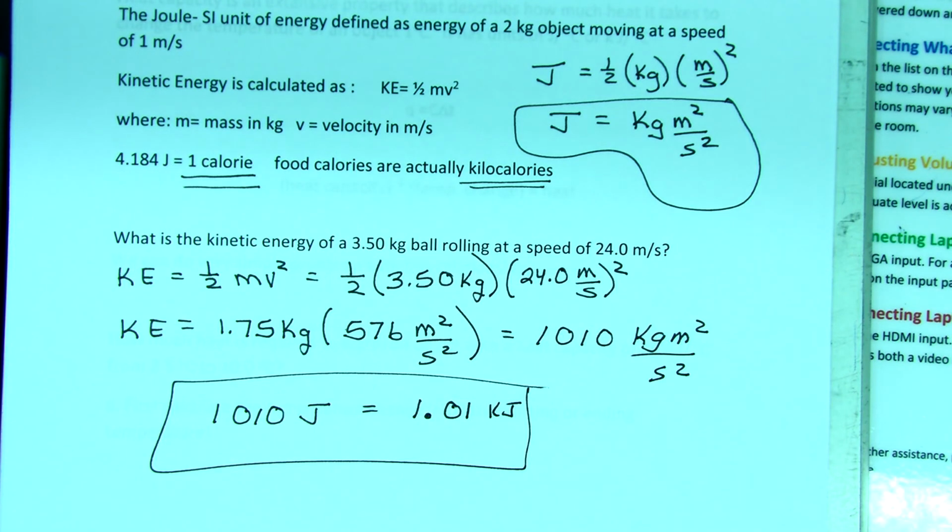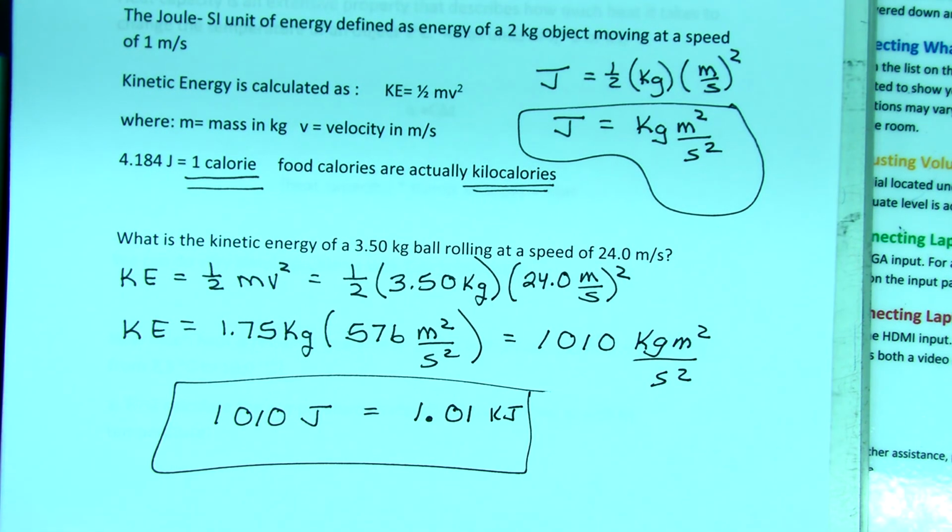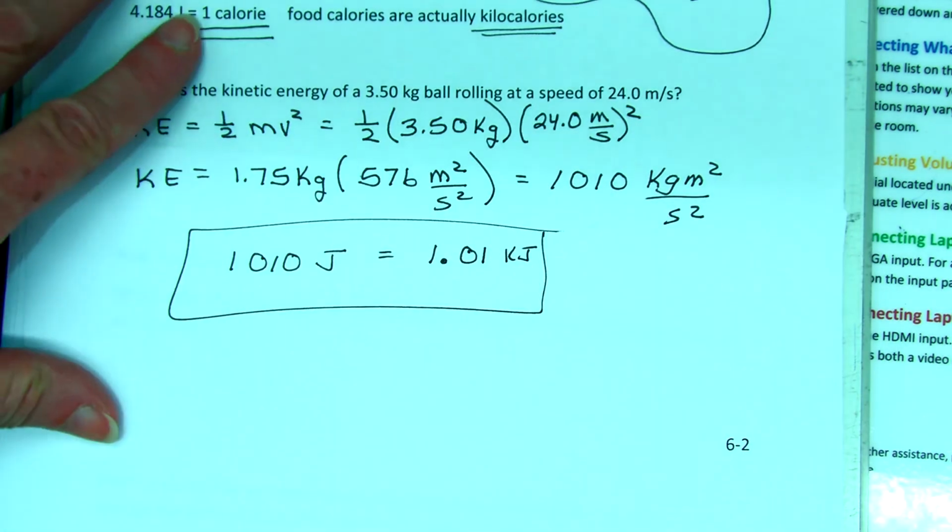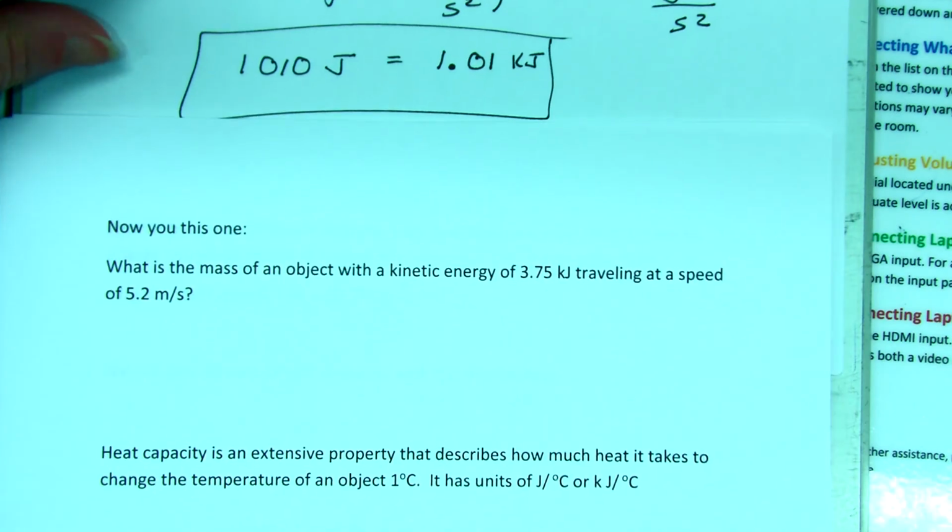So we can calculate kinetic energy just by plugging in the numbers. Because this is an algebraic equation, we can solve for any variable. We look at this and we have mass, velocity, and energy. We have 3 variables. If we know 2 of them, we can solve for the missing variable. So I have one for you to try on the next page. Let's go ahead and just have you work this at your seats.